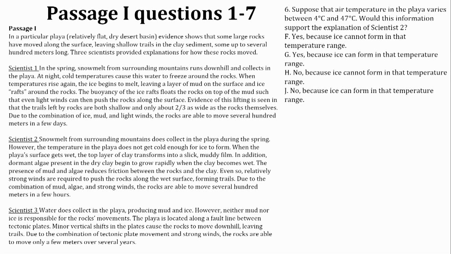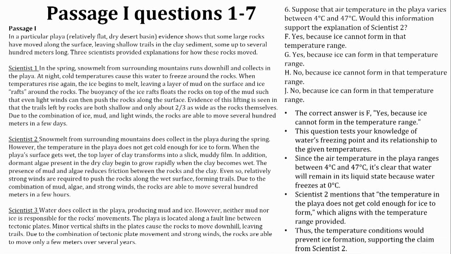Here's question 6. It says, suppose that air temperature in the playa varies between 4 degrees Celsius and 47 degrees Celsius. Would this information support the explanation of scientist 2? Those are our answer choices, but we should have gone with F. Yes, because ice cannot form in the temperature range. This question tests your knowledge of water's freezing point and its relationship to the given temperatures.